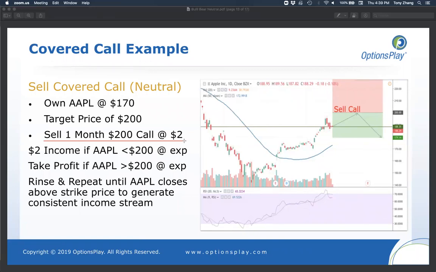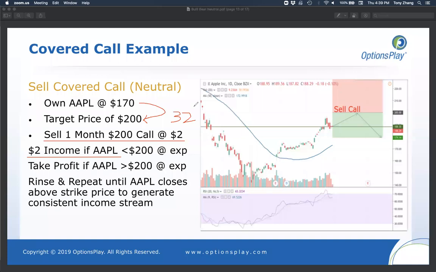Either the stock's above 200 or the stock's below 200. If the stock stays below $200, you keep the $2 income that you've received for selling that Apple call, and you rinse and repeat. If the stock goes above $200 at expiration, you've now taken profit on your stock. So basically you make the difference between 170 and 200, which is $30 a share, plus the $2 in income that you received. So your total gains here on the stock would be $32 a share. And that allows you to increase your returns on your stock, because if you just sold your stock at 200, you would only make $30.